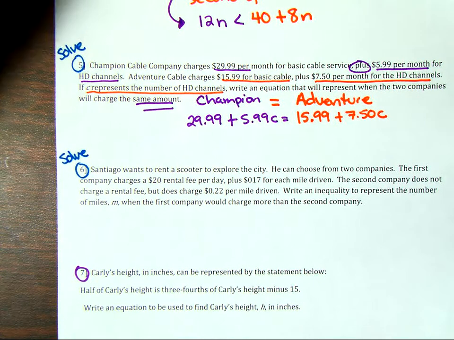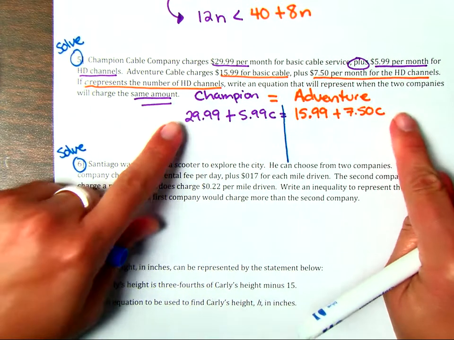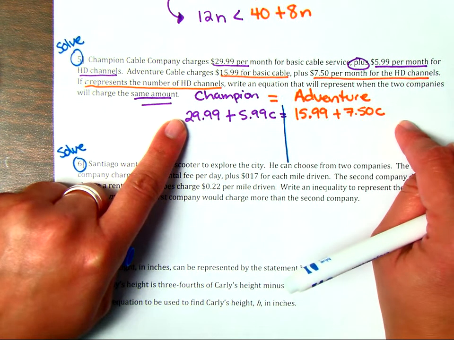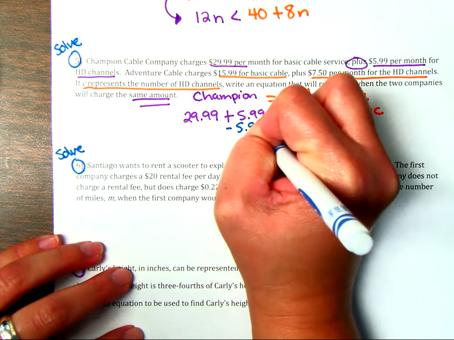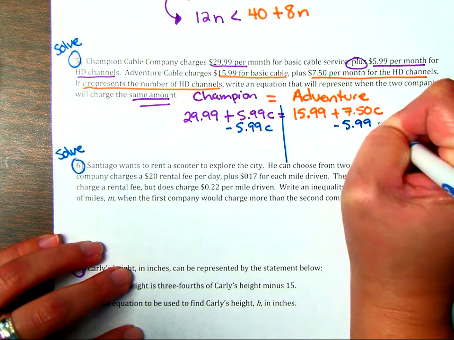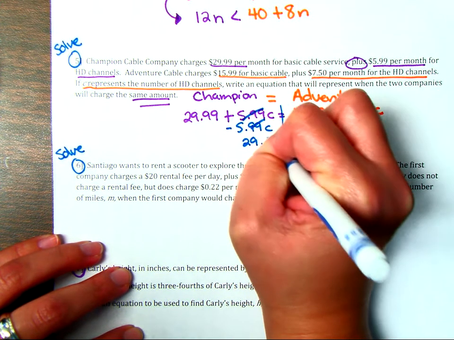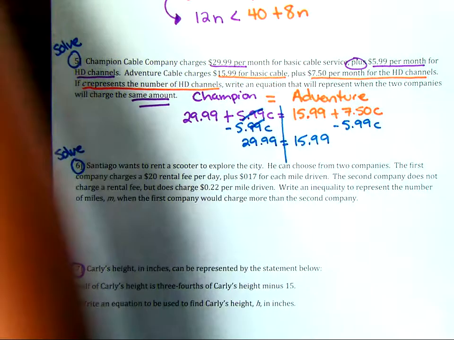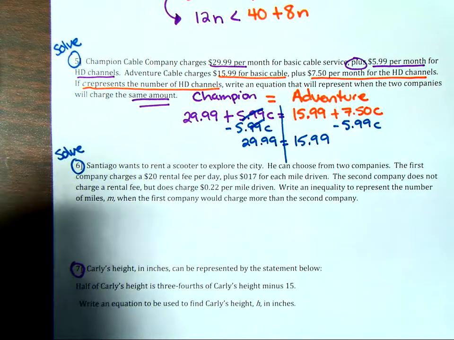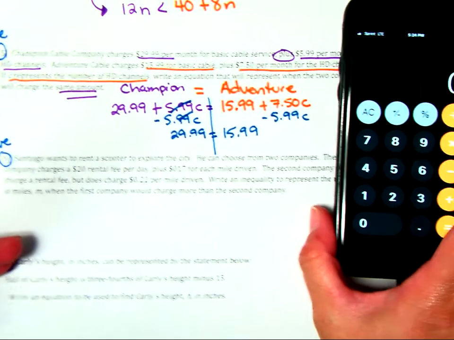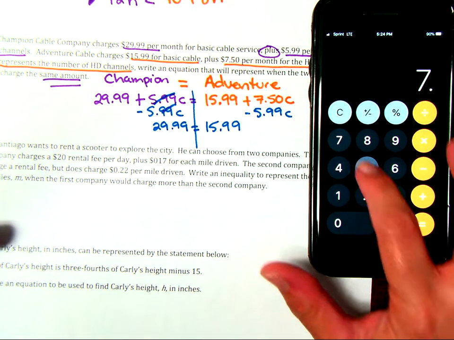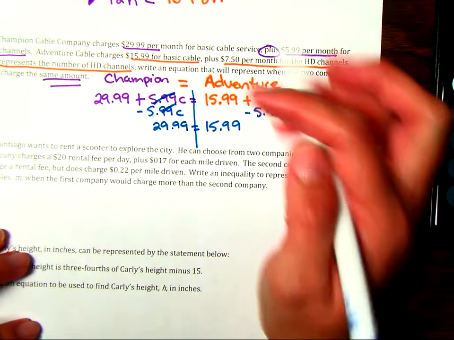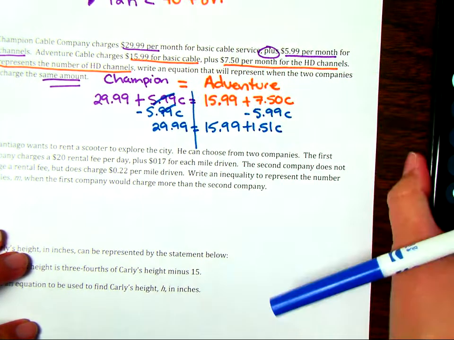So I'm going to draw my line to help me out. There's no distributive property. There's no combining like terms. So we need to move the variable. So I'm going to move this positive $5.99. That cancels out and gets me $29.99 on the left, $15.99. And again, we can use our calculator. You can use your Desmos calculator if you'd like. I'm just going to use my regular calculator right here. So 7.50 minus $5.99. So my coefficient is $1.51. If you think about it like money, just like that.